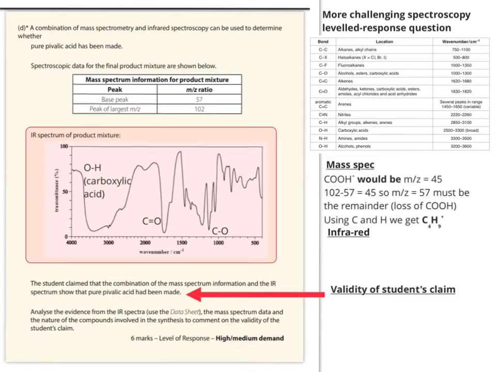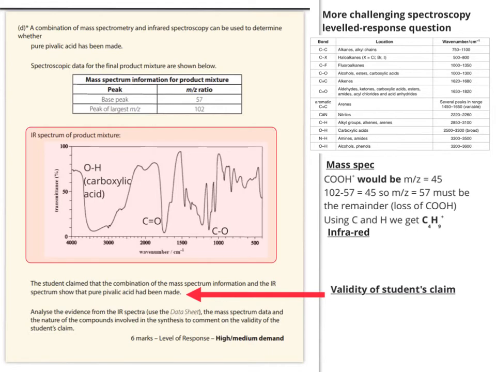It's worth adding something to what we said a minute ago, which was the idea that 57 must be the remainder of the molecule. In other words, you must have lost COOH, so it must have broken at where the COOH group was bonded onto the rest of the molecule.